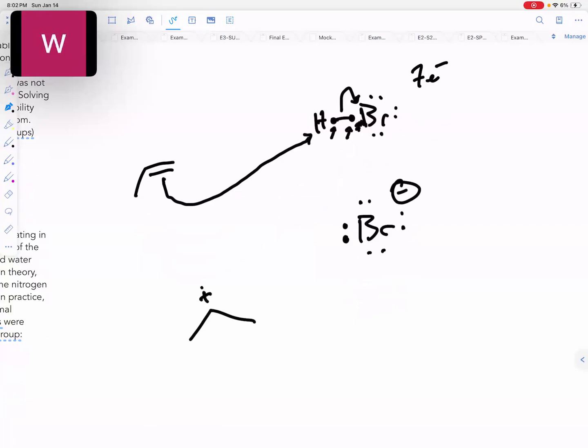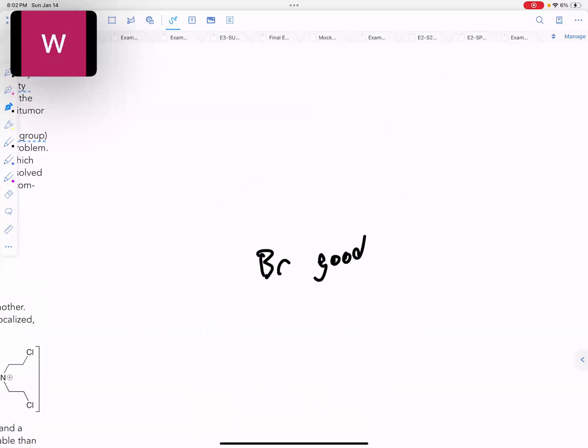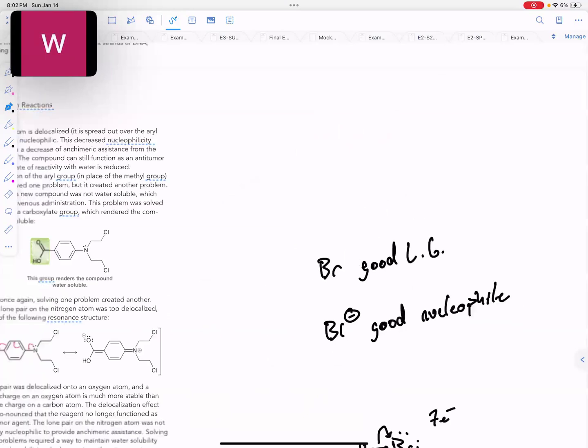Once it has that negative charge, it can act as a good nucleophile and attach to this alkyl group, this alkane. So bromine is equally a good leaving group, and the bromine anion is a good nucleophile. Okay, thank you so much. Okay. Anybody else?